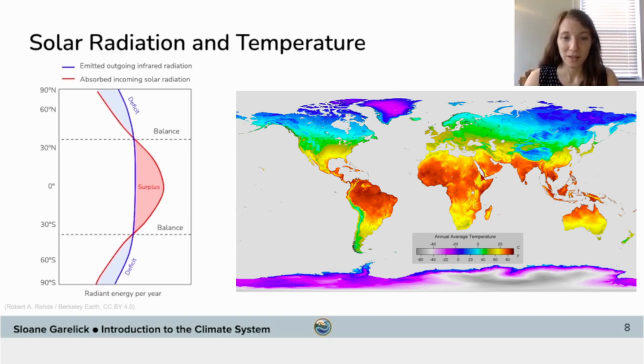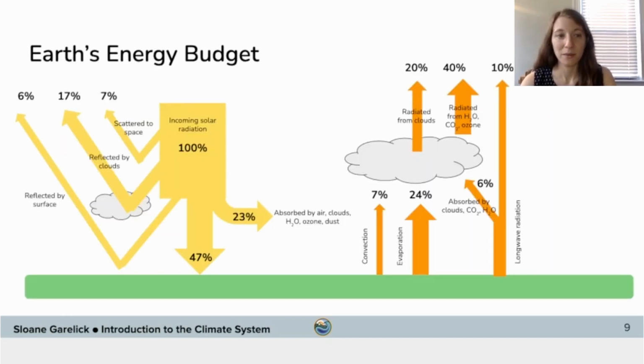So Earth's energy budget is a bit more complicated than just looking at the incoming versus outgoing radiation, because not all of the incoming radiation actually reaches Earth's surface, and not all of the emitted radiation actually leaves Earth's atmosphere. This is a diagram showing the incoming solar radiation and outgoing radiation, and what happens to these incoming and outgoing radiations along the way. Starting out with the incoming solar radiation.